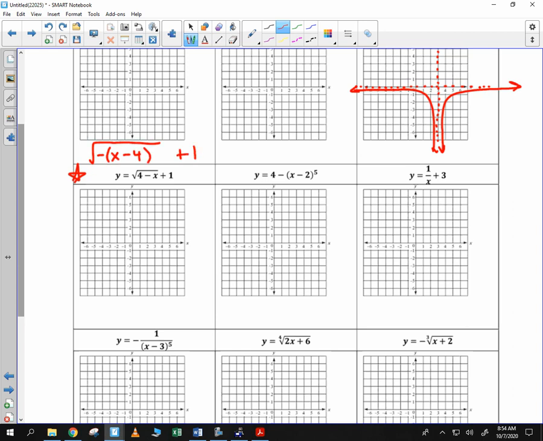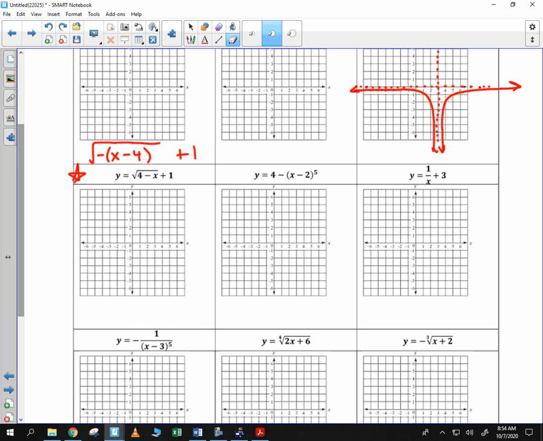So it's going to look like this because it's a square root function, which you know. The x minus 4 is going to move it right 4 units, so we'll want to do that. The negative on the inside is going to create that horizontal flip, so it's going to come back this way. And then the plus 1 moves it up 1 unit, so it's going to look like this. So the green graph is what you actually want.